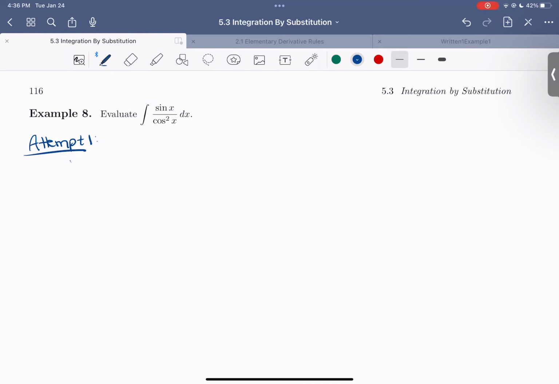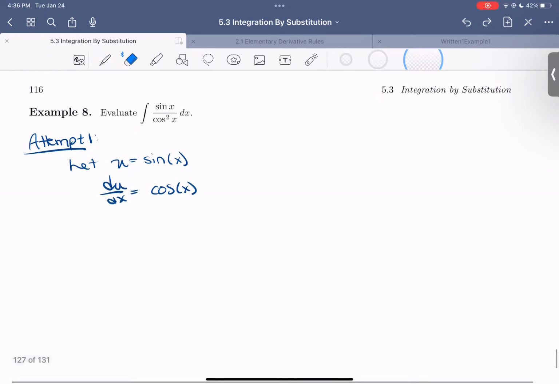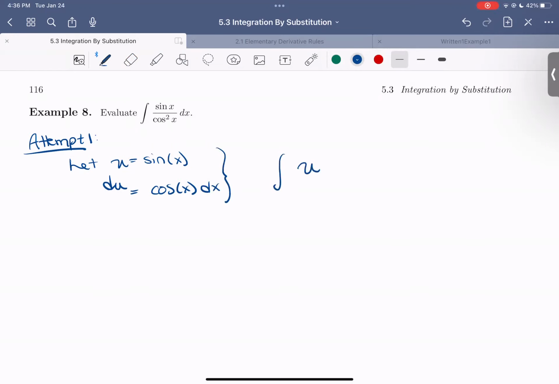All right, so let's let u equal sine of x. Nope, no dx, just sine of x. So then du with respect to x is going to be cosine of x. Now we can move that dx over. So now if we substitute in, we get the integral of u. We still have a cosine squared x in the denominator.